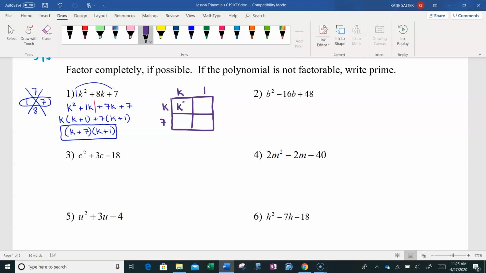K times k is k squared. K times 1 is 1k. 7 times k is 7k. 7 times 1 is 7. And then I check by combining my like terms. If we added that together, we've got our k squared right here. 1k plus 7k would add to 8k, and then plus 7.